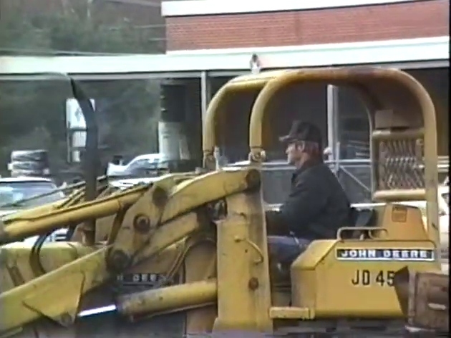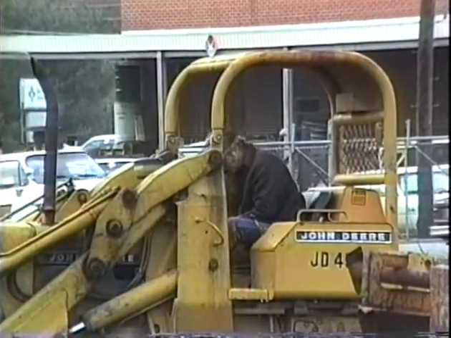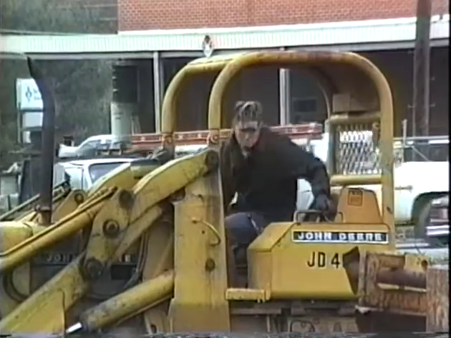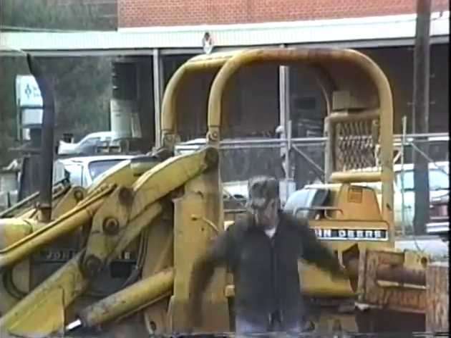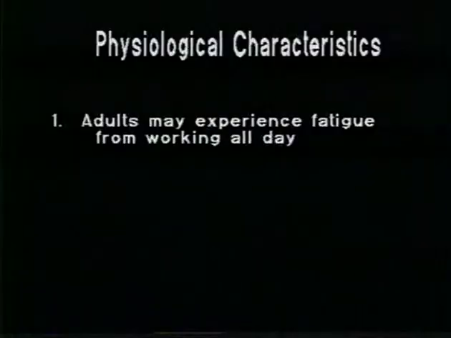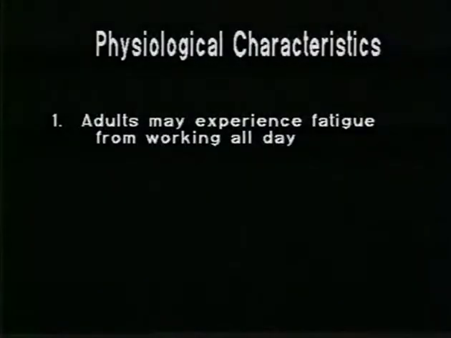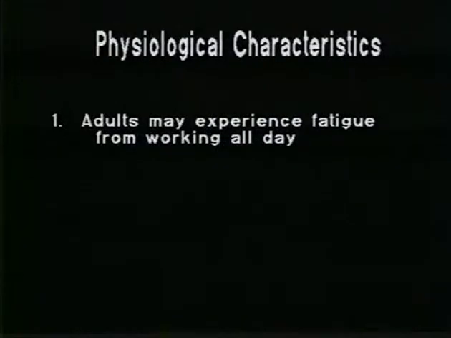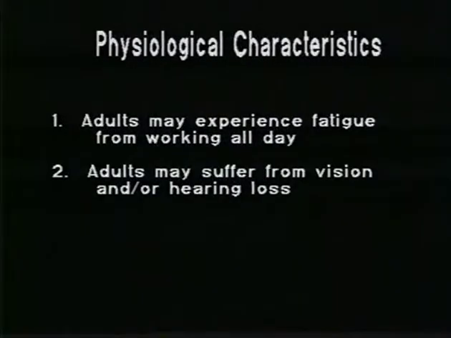In addition to being a student, many adults work full-time jobs that are physically demanding. When an adult enters the classroom, he or she may have just worked 8 to 10 hours. As a result, it's common for adults to experience fatigue, which may hinder the learning process. Another physiological characteristic of the adult learner may be vision or hearing loss. Many adults do not realize that they have a vision or hearing loss because the problem sometimes occurs gradually.